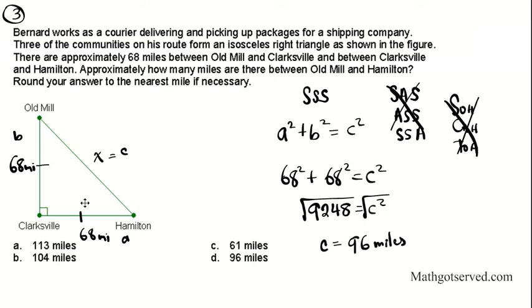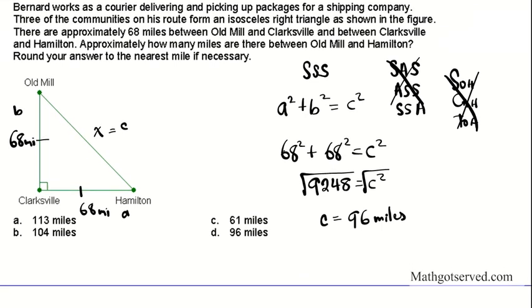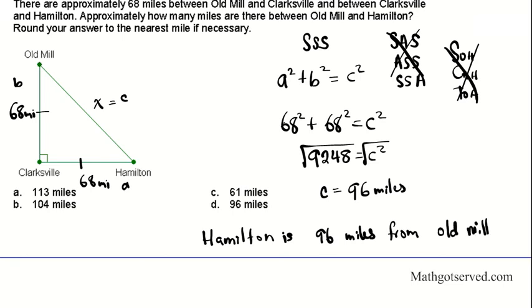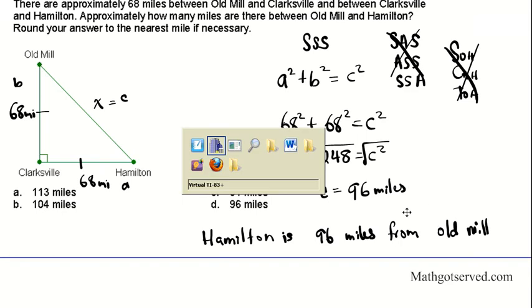So what does this answer mean in the context of this problem? It basically means that Hamilton is 96 miles from Oldham. Okay, so there you have it.